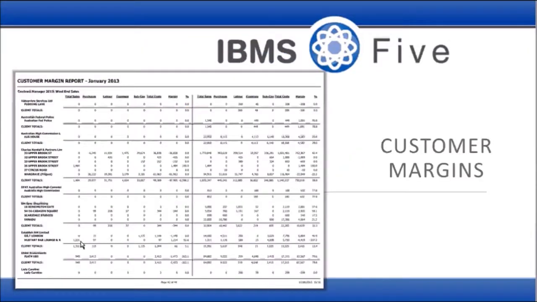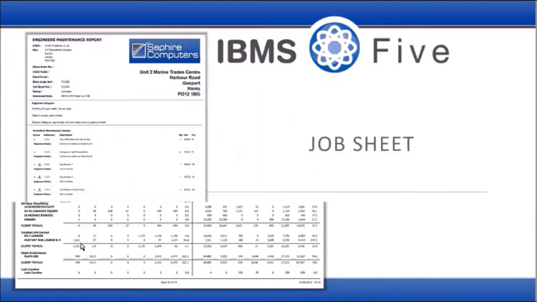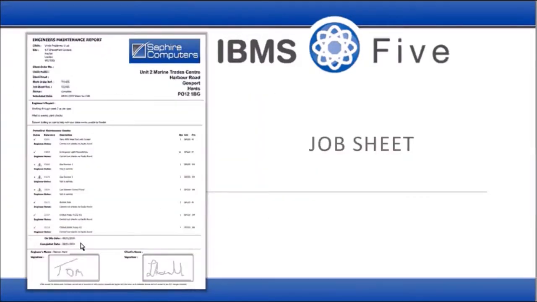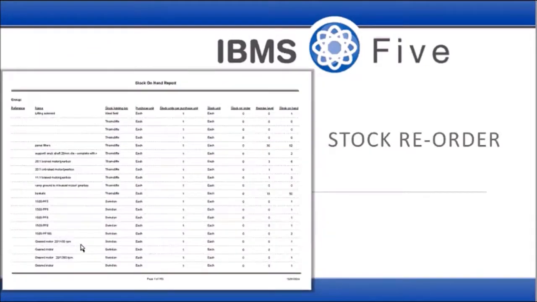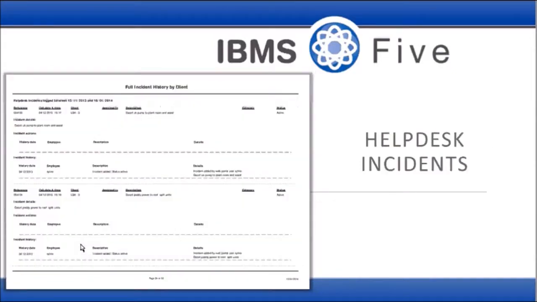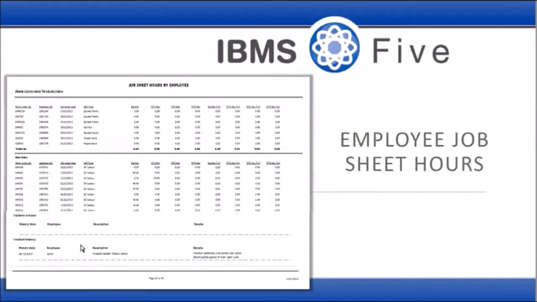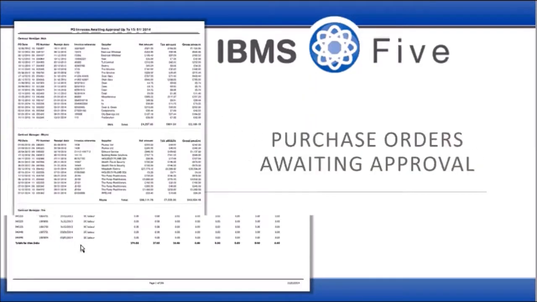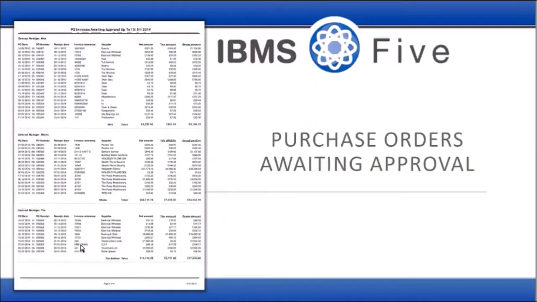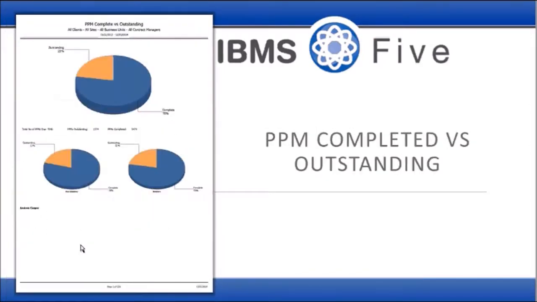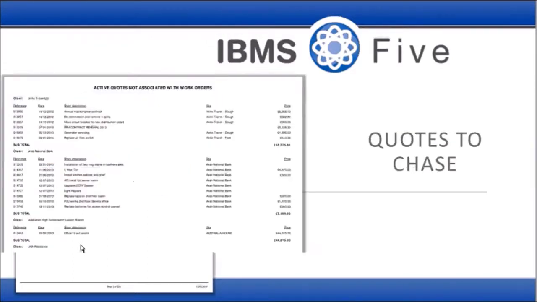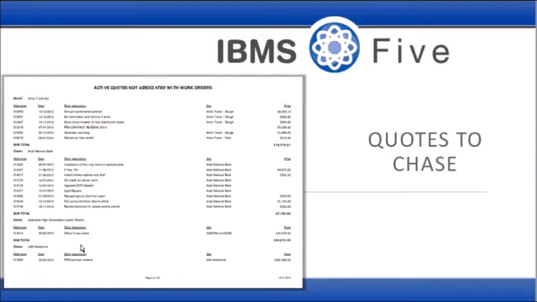Here are some examples of some reports. A customer margins report, engineer maintenance, holiday and absence, stock reorder, help desk incident, job sheet hours, purchase orders awaiting approval, PO invoices queried, PPM works completed versus outstanding, active quotes not turned into jobs.